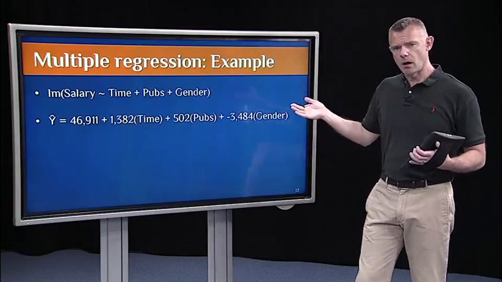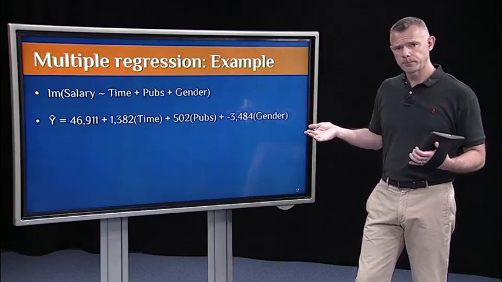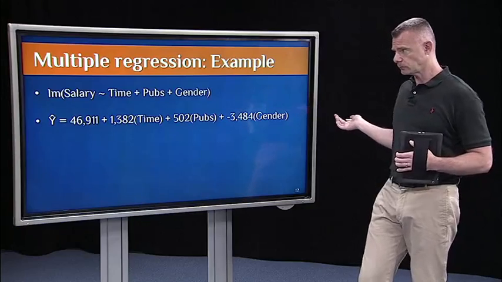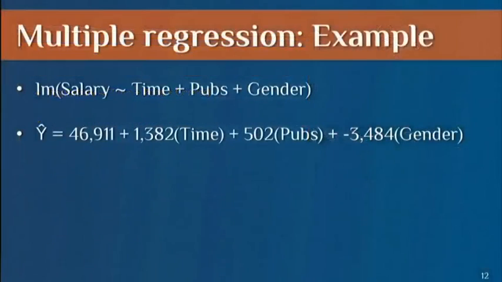So if we ran this in R, we would use the LM function. Same thing as regular regression, we just add in more predictors. So I did LM, salary is the outcome measure, so it's salary tilde, and then all your predictors. Time plus pubs plus gender. Notice, see the GLM in there. We covered the GLM, it's right there. It's Y is a function of these predictors, time, publications, and gender.